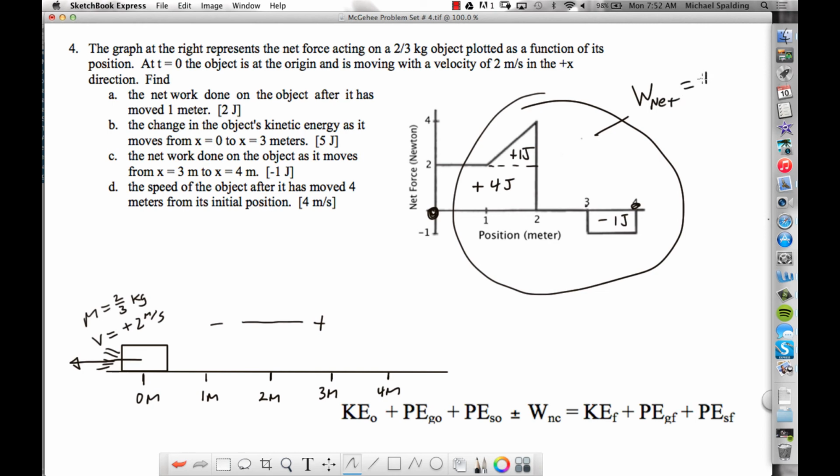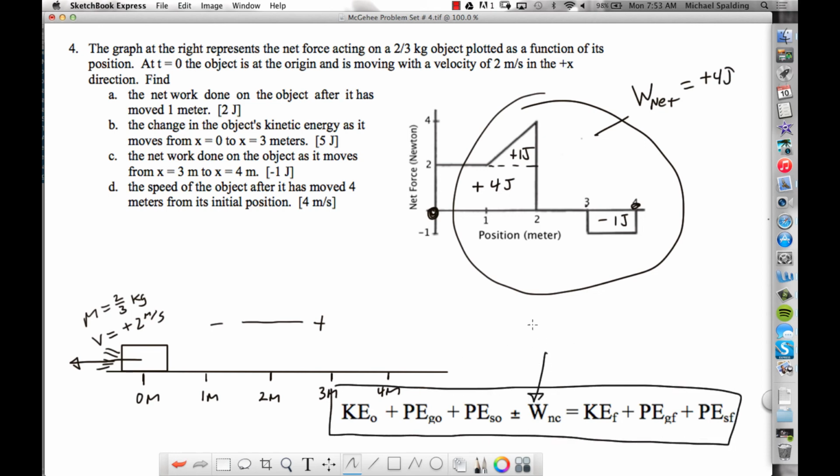Positive 4. Now, here's our master equation that we've been using. The work net here, the work non-conservative, is positive 4. All the potentials cancel out like this. Do we start with the kinetic? Yeah. Why do we start with the kinetic? Because it tells us in the problem right here. When the problem begins, the object has an initial velocity of 2, right? So don't set the initial kinetic equal to 0.